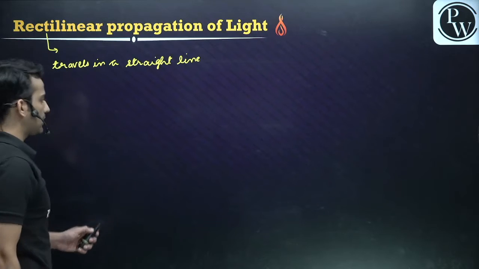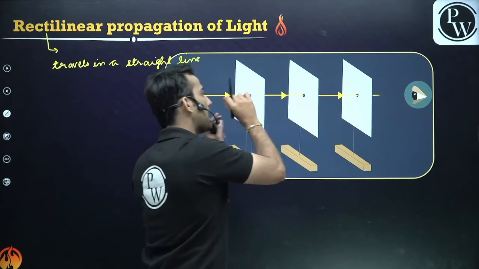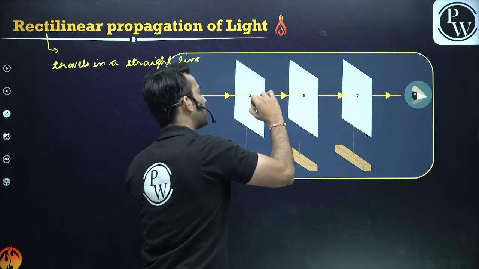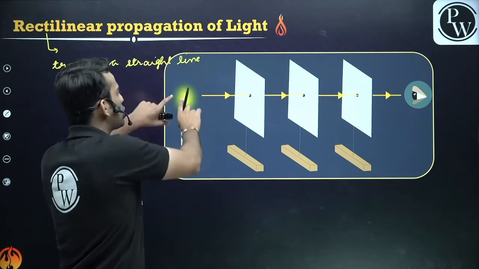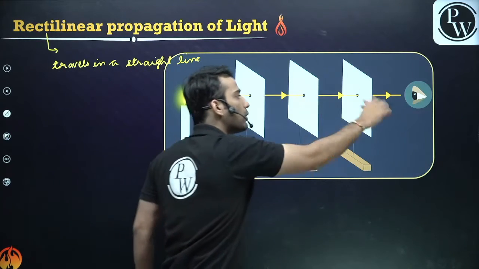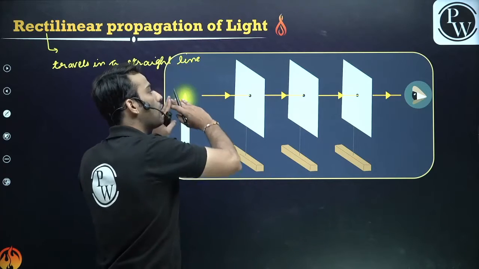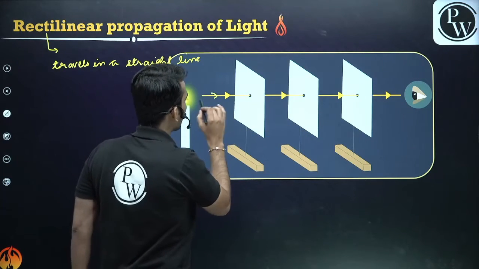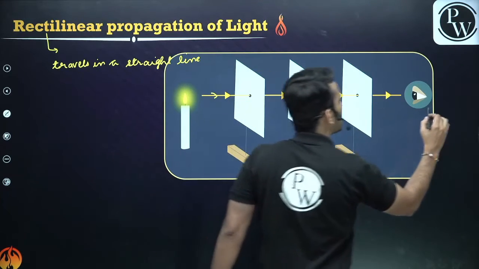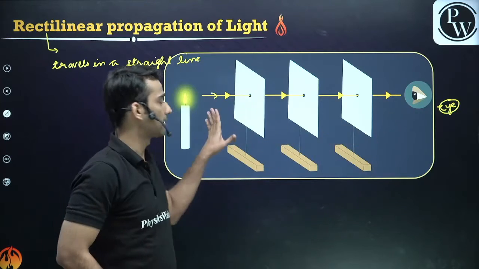See, let us consider an example. Suppose you have taken 3 cardboards, aligning them in a line, with a hole at the center of each of the cardboards, right guys? Now you have placed a candle here and you are observing this candle from here. So you can see, since all the holes are aligned along the same line, the light from the candle is reaching your eye, so you can see the candle here, right?